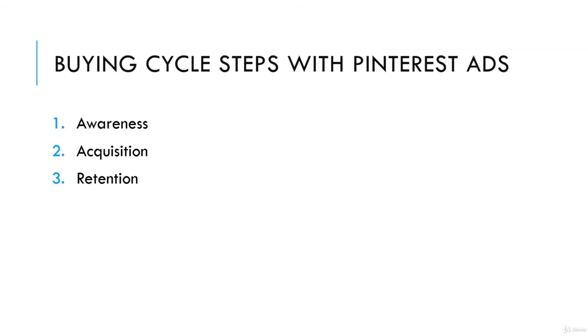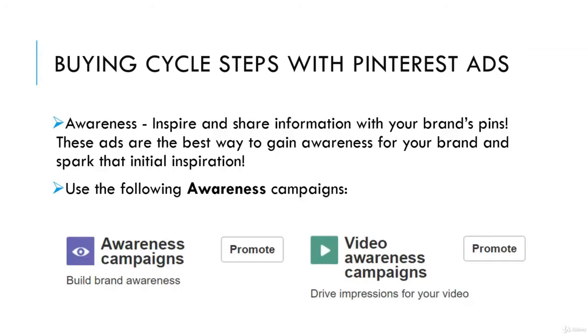The buying cycle consists of 3 steps. First, awareness. Second, acquisition. Third, retention. Awareness ads are used to inspire and share information via your brand's pins. These ads are the best way to gain awareness for your brand and spark that initial inspiration. So for awareness campaigns, use the following Pinterest ads: awareness campaigns and video awareness campaigns.